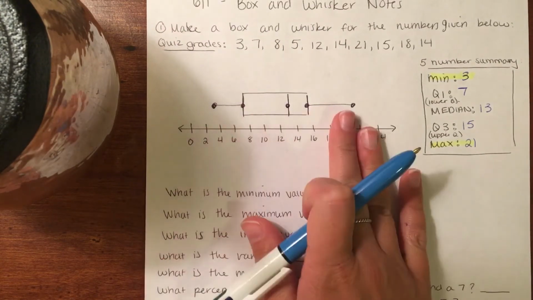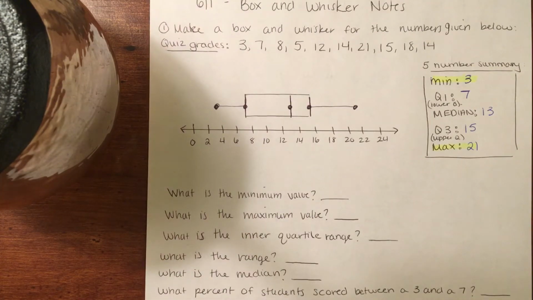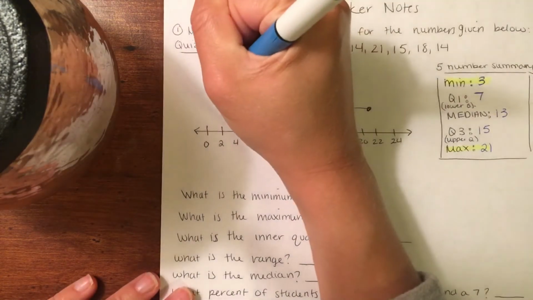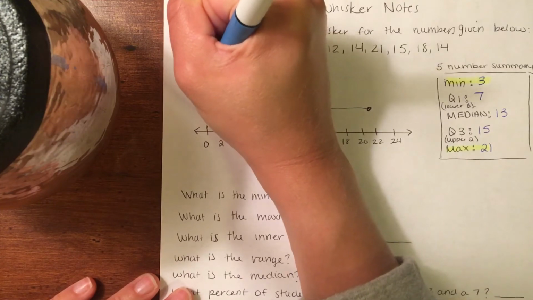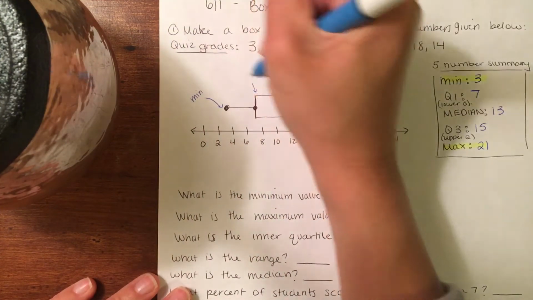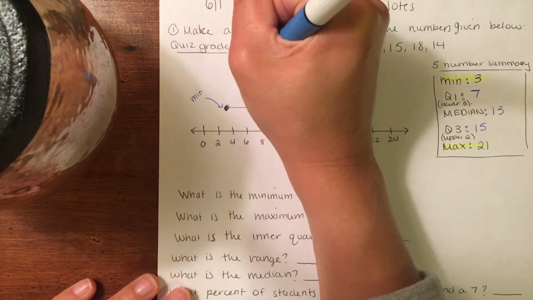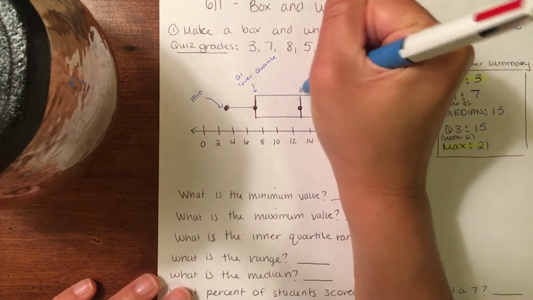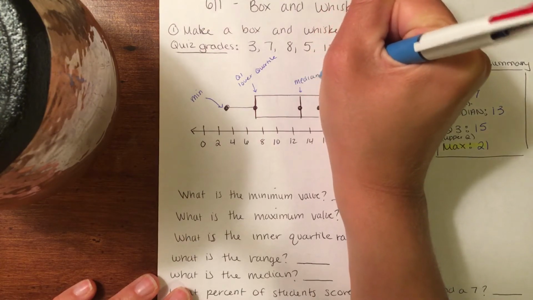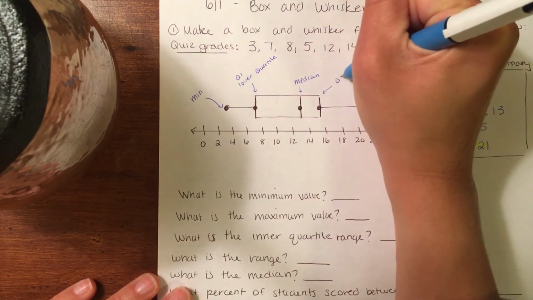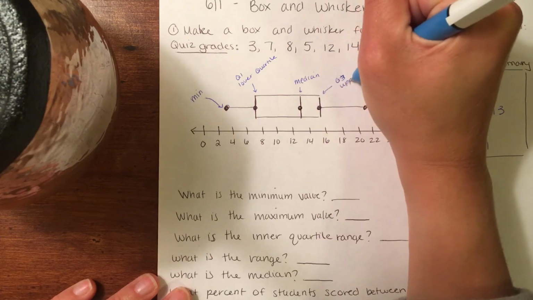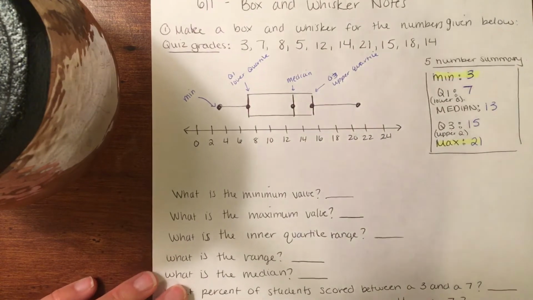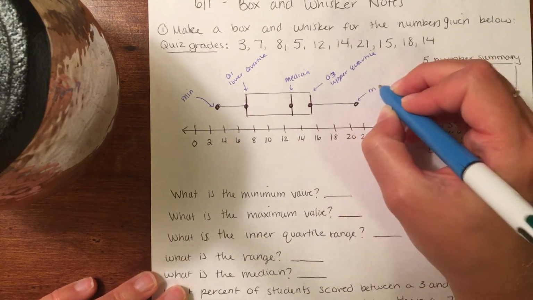A couple of things that I want you to label on this box and whisker. These are important things to note. First of all, I'm going to label these just so that you guys can see everything. This is your minimum. This is your Q1 or your lower quartile. This is your median. This is your Q3, or your upper quartile. And this right here is your max point, maximum.